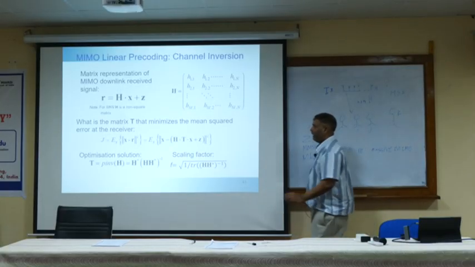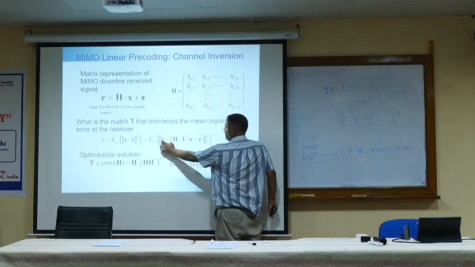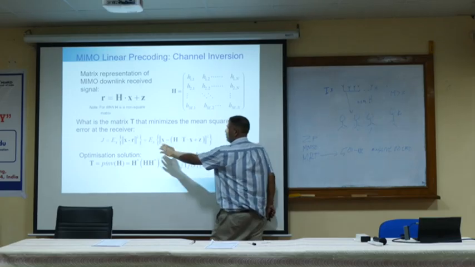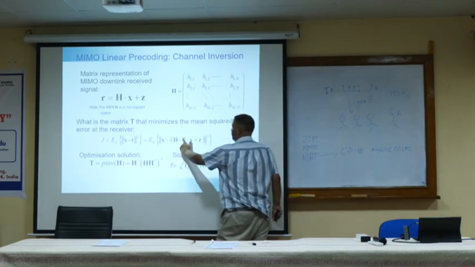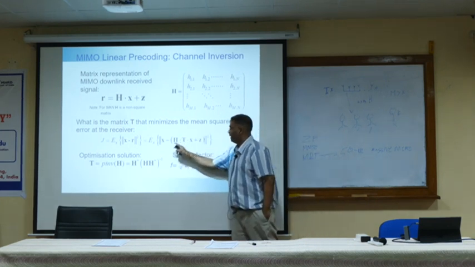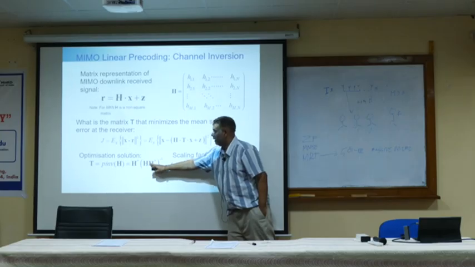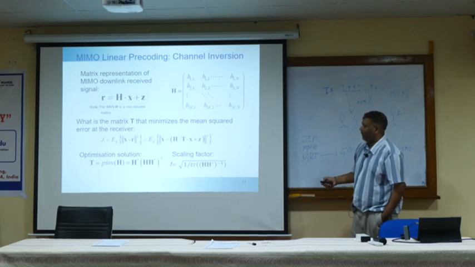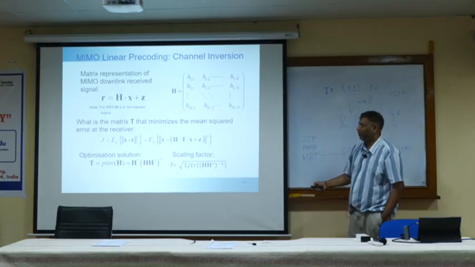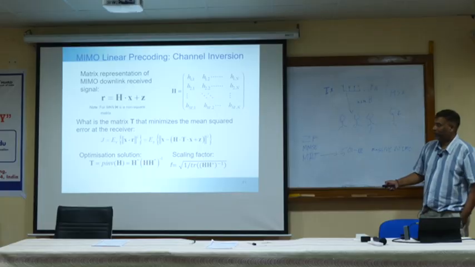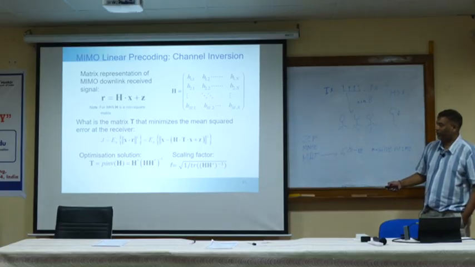We wanted to find a T matrix that minimizes R minus X. It turns out this optimization problem gives a T matrix that is the zero forcing precoder here. There is some scaling factor that will come, but we will talk about that later. So this is the zero forcing precoder that we saw, similar to the zero forcing receiver that we saw earlier.